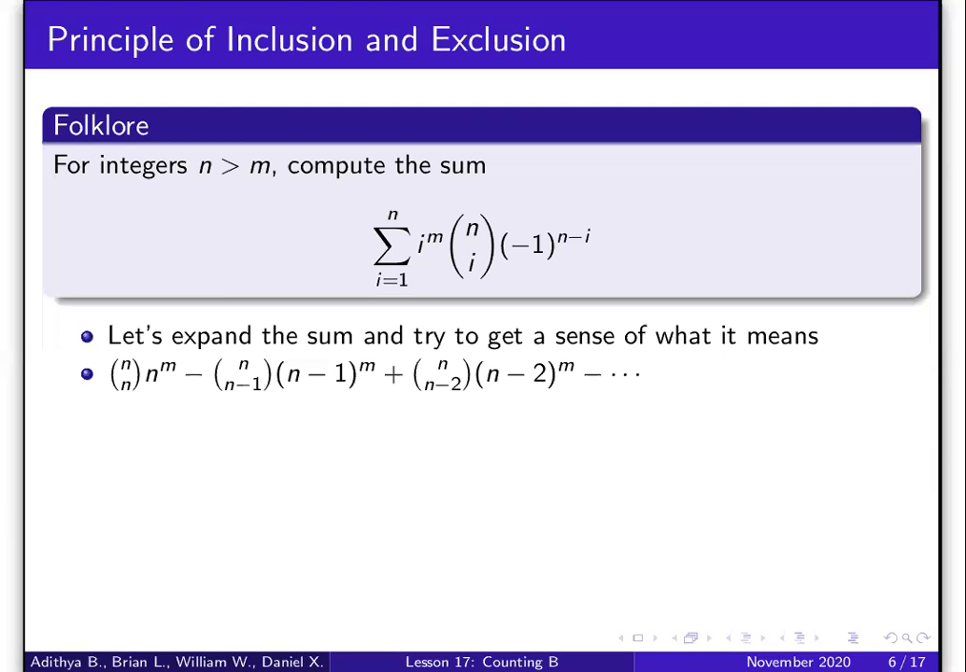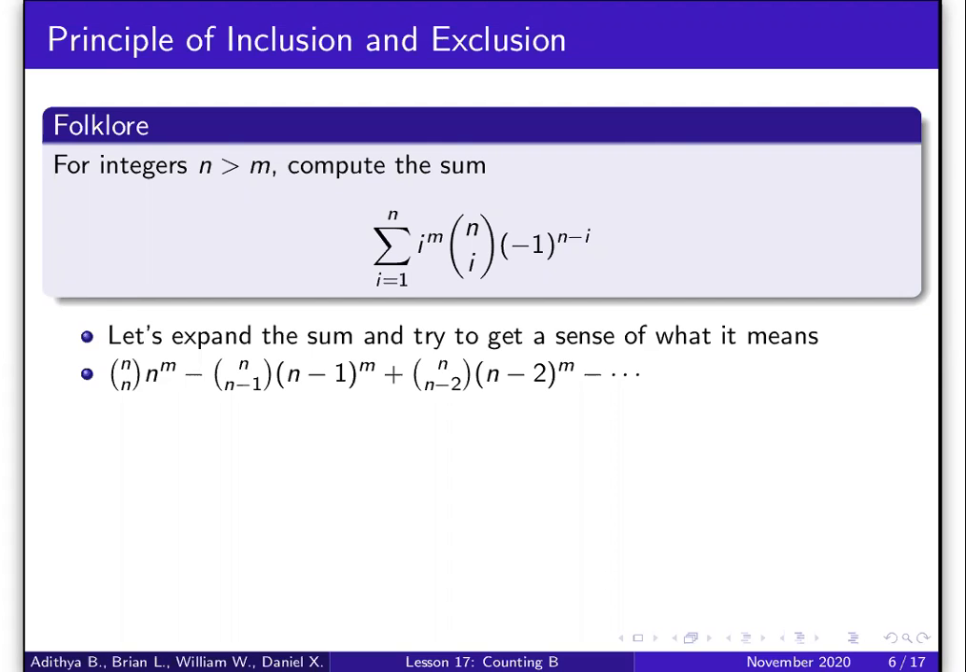So how might we interpret this sum? Given that this sum involves binomial coefficients, it's a good idea to try to see if we can understand this sum combinatorially. Yep, it definitely looks like PIE since we have alternating signs. And we're going to want to see what each individual term means.